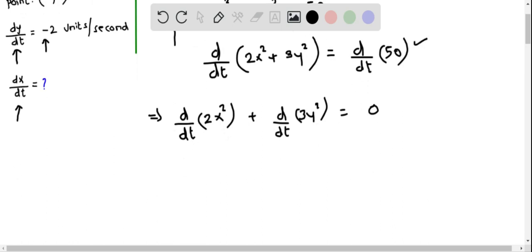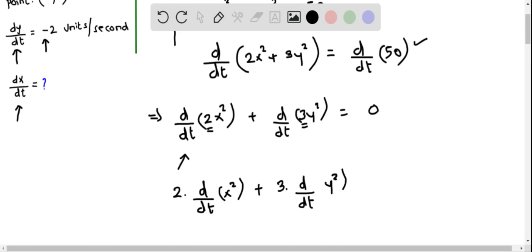Now let's differentiate each term with respect to time. Here we have a constant 2, so we can just factor it out and then differentiate only the x squared with respect to time. Similarly, in the other term, we see this constant factor 3, so you can just take it out of the derivative. So we get 3 times d by dt of y squared, and this equals 0.